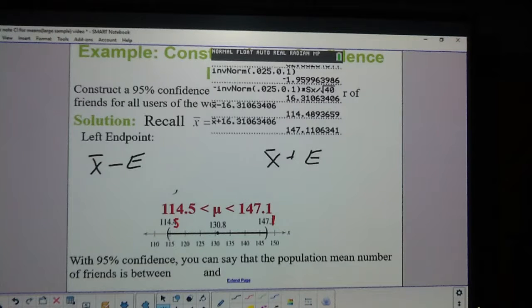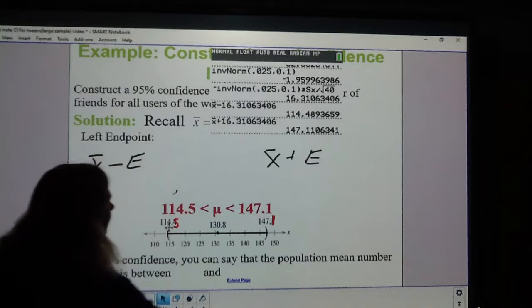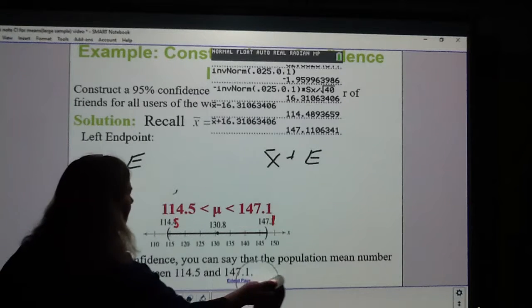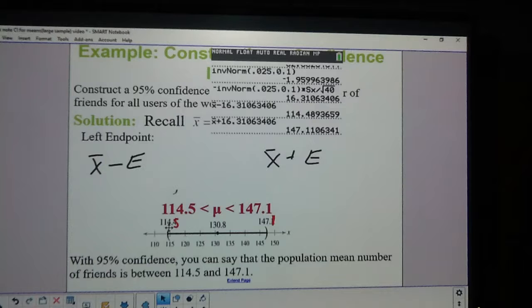So that's my interval. So I'm 95% confident that the population mean friends falls between those numbers. And really, what they're saying is 95 out of 100 of the confidence intervals will contain that mean. That's a proper way to word it.